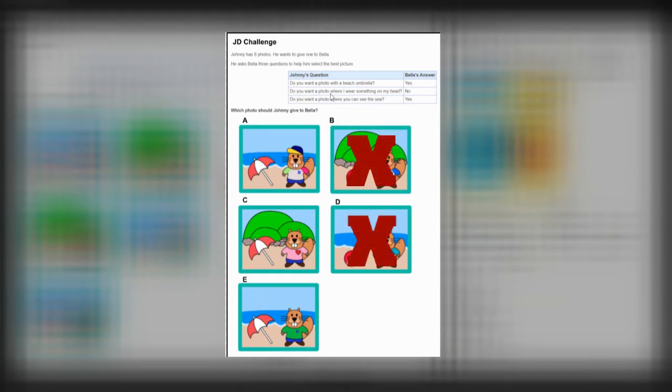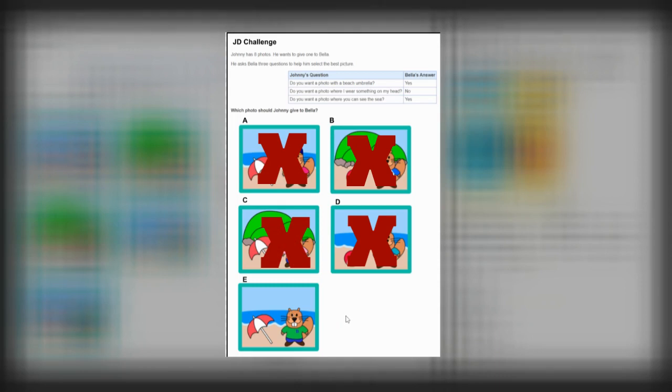Do you want a photo where I wear something on my head? No. A, he has something worn on his head, so we need to get rid of A. So now we're left with C and E. Do you want a photo where you can see the sea? Yes. We can't see the sea in C, so that leaves us with E. So in this case, the answer was E.